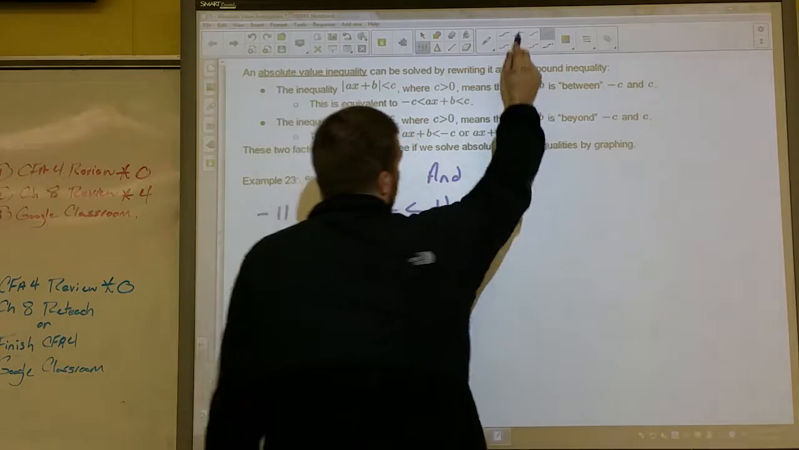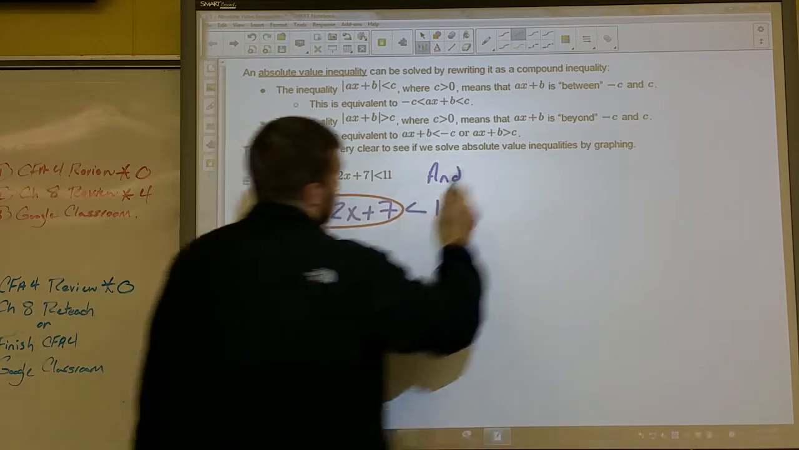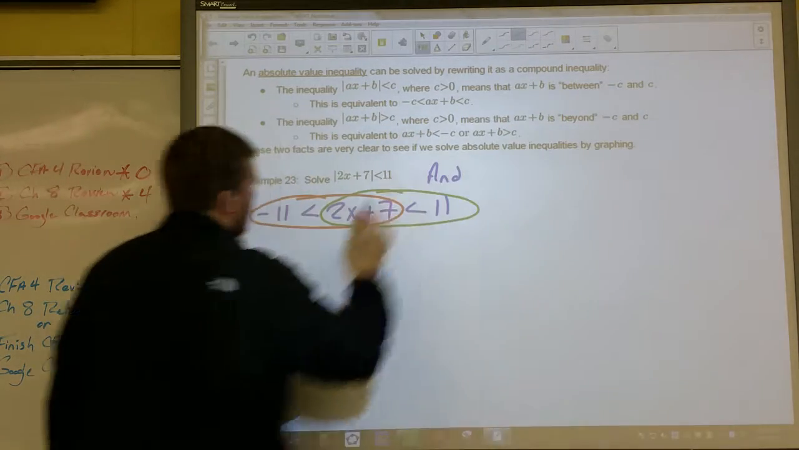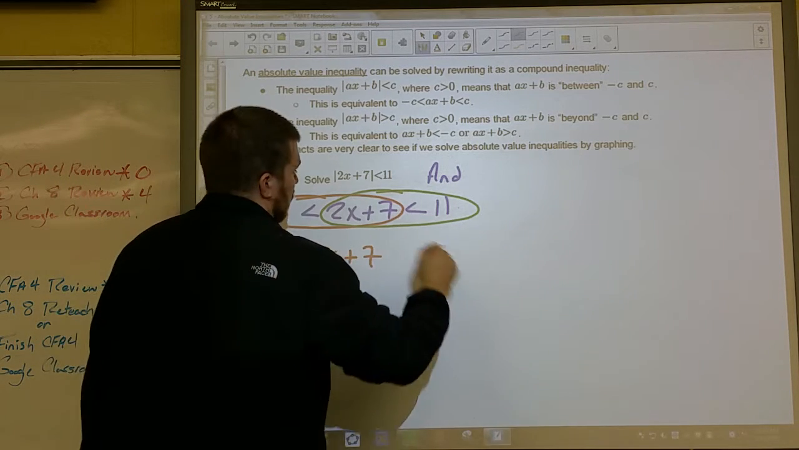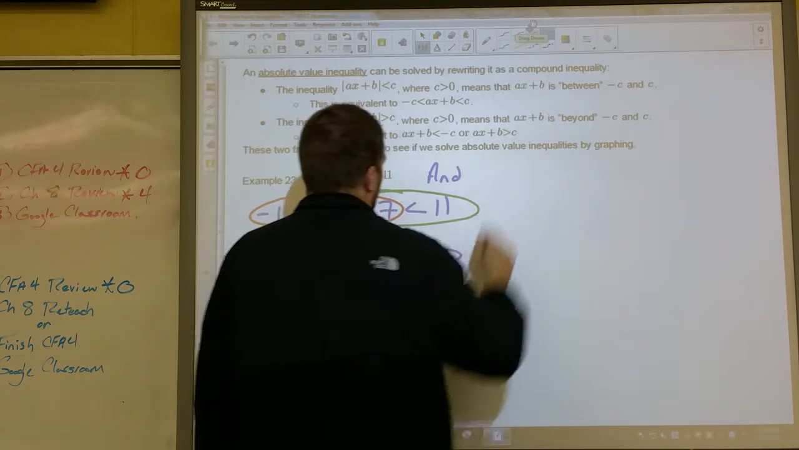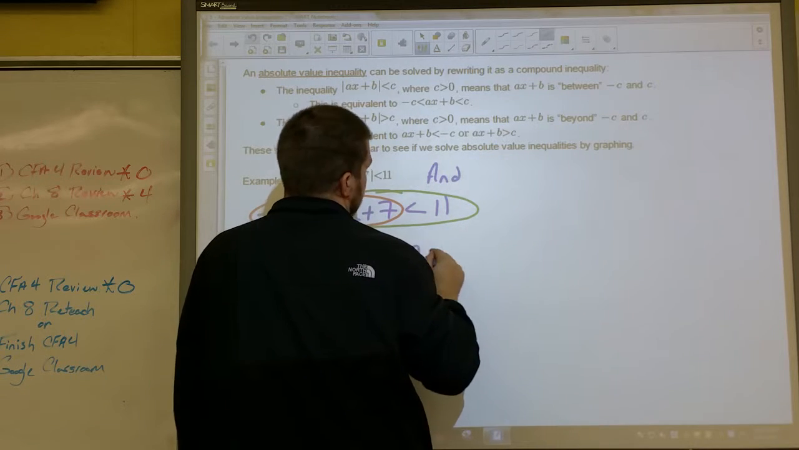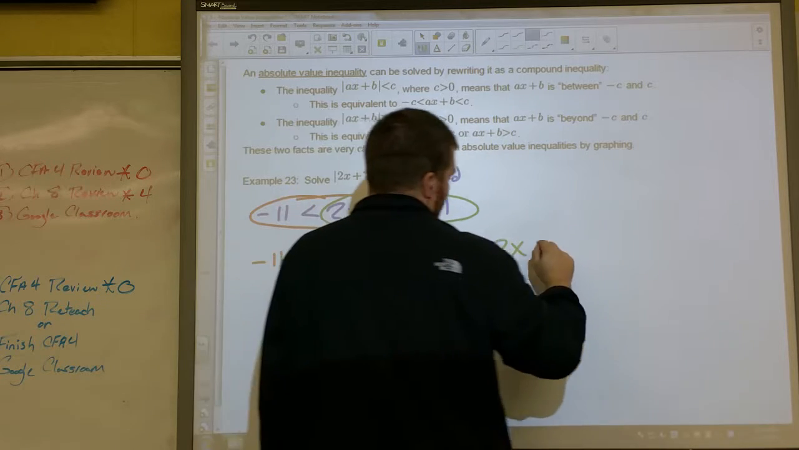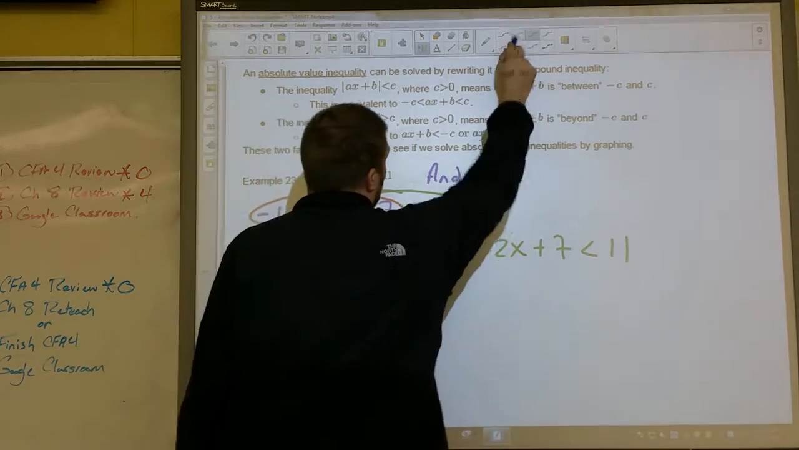Now, like we did in the previous video when we talked about compound inequalities, we're going to draw our loops. That's one inequality we're solving. Here's the other inequality we're solving. Okay, so for the first one, I have negative 11 less than 2x plus 7. And 2x plus 7, I want that in green, is less than positive 11. I want to solve each of these. I'm going to start off with the red inequality.